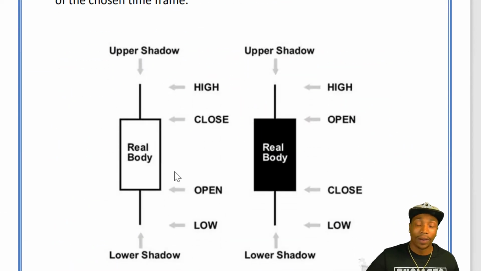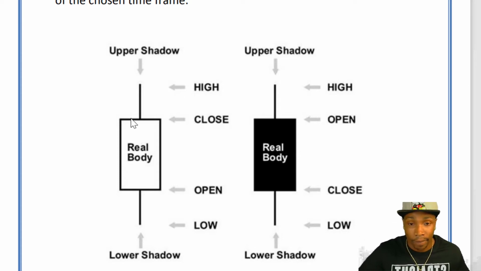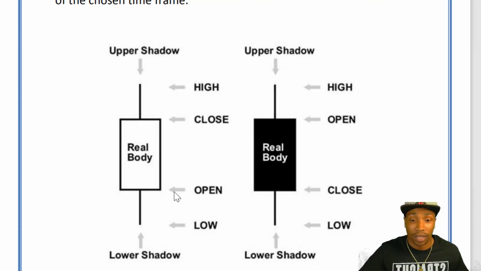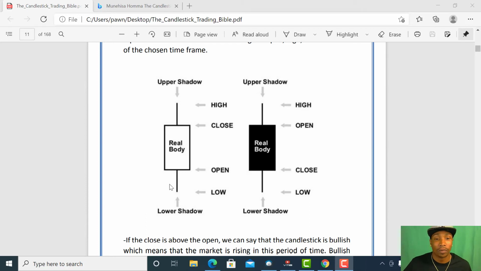So let's go back up here and look again. We have the upper shadow, the high, the close after the open of the candlestick. We have the real body, and then we have the close, where the candlestick closed. And we have the lower shadow, the lowest point where the candlestick reached. And for a bearish candle, it would be vice versa. You have the open that would be at the top of the candle, the high in the upper shadow. And you'd have the close at the bottom of the candle, the low and the lower shadow.